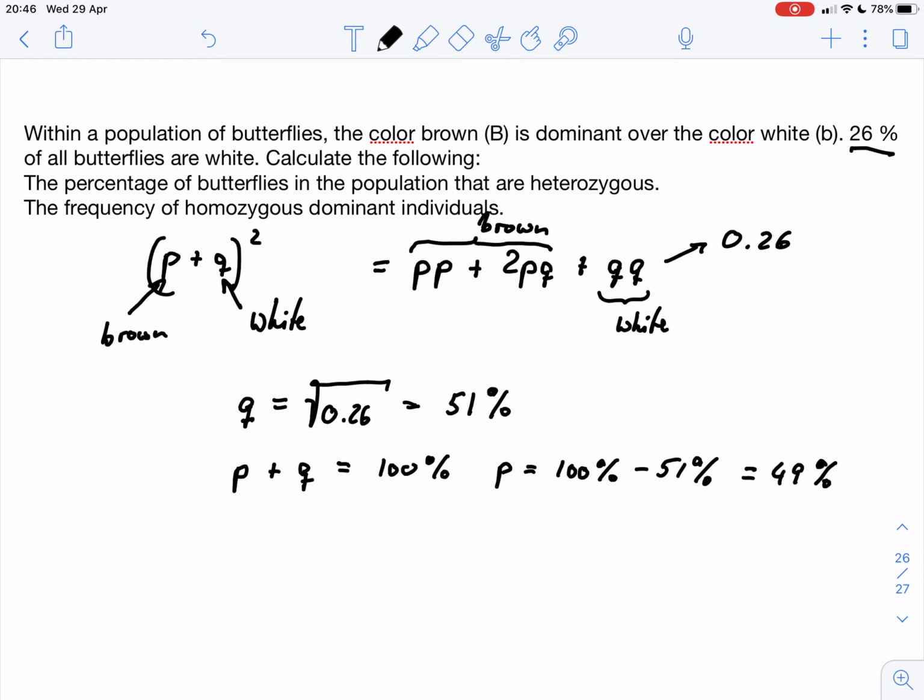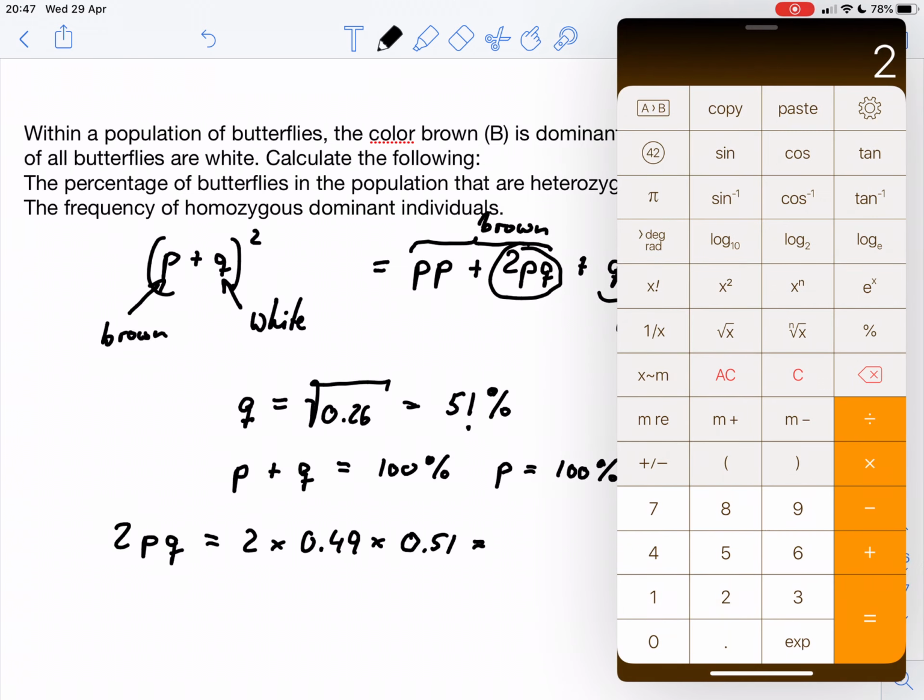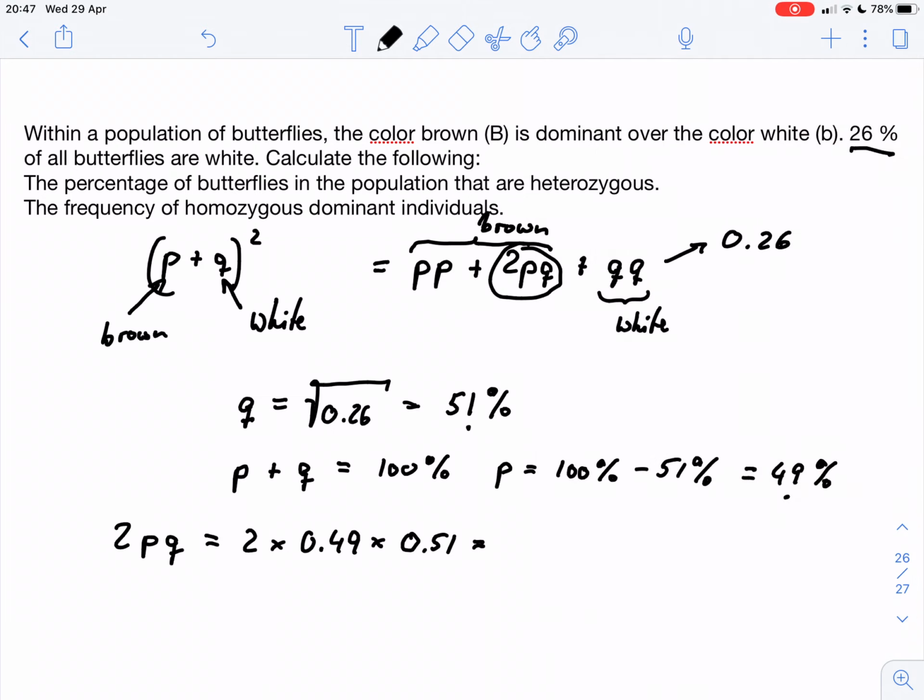Now, if we want to figure out what is the percentage of the butterflies that are heterozygote, so we know the heterozygotes are these here. So that would be 2 times PQ, and that would be 2 times 0.49 times 0.51. So 2 times P times Q, and that gives us 2 times 0.49 times 0.51. And that gives us pretty close to 50%.